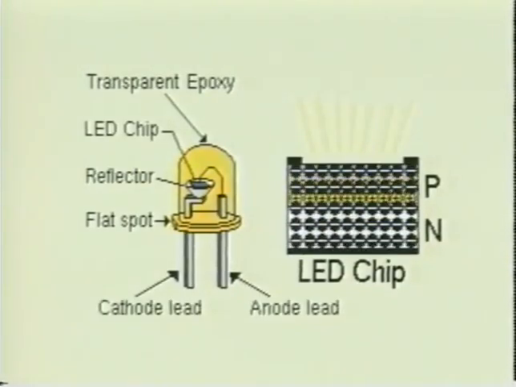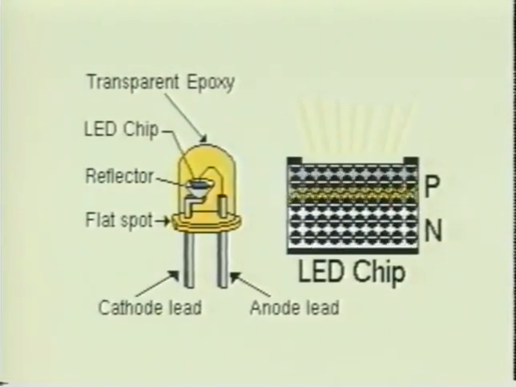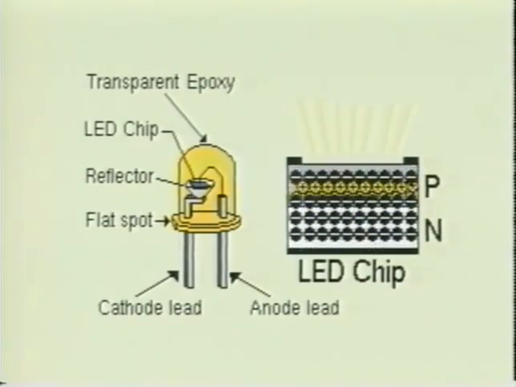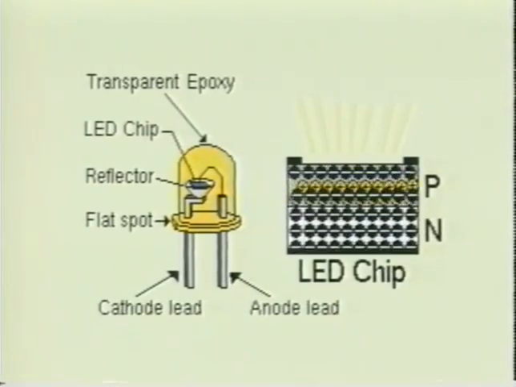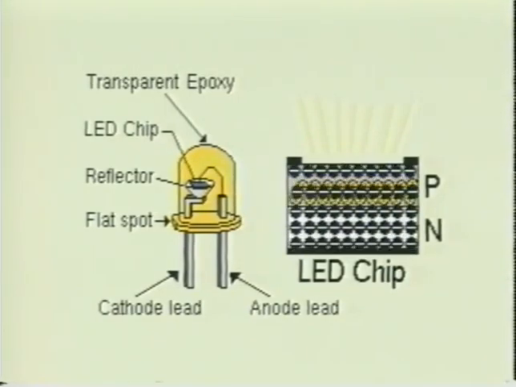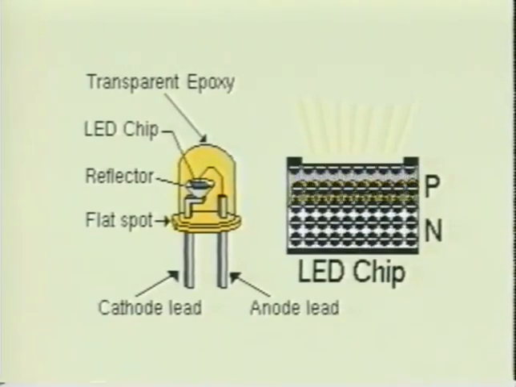When the electrons from the N material cross the junction of a forward-biased LED, they combine with the holes in the P material. This recombination of charge carriers causes the LED to radiate energy in the form of light. Since the PN material is encased in a transparent casing, the PN junction becomes the light source.